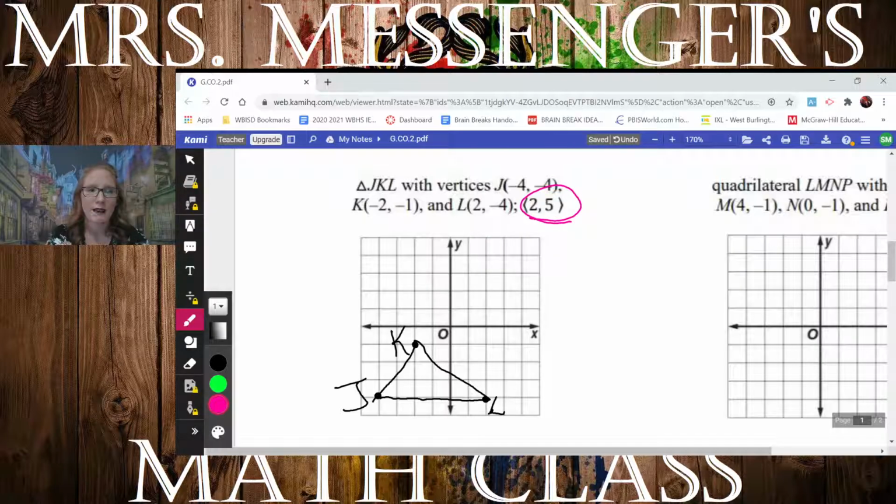So I'm going to take every x coordinate and add 2 to it, because 2 is positive, so I need to go to the right. And then 5 is positive, so I'm going to go up. So I'm going to go right and up. So J prime is going to be at -4 plus 2, because I originally was at -4 and I'm going to add 2. And then -4 plus 5. So -4 plus 2 gives me -2, and -4 plus 5 is 1. So J prime is actually going to be at -2, 1.